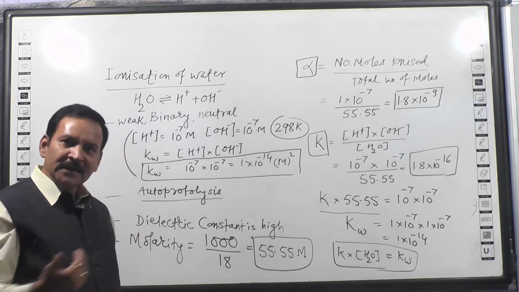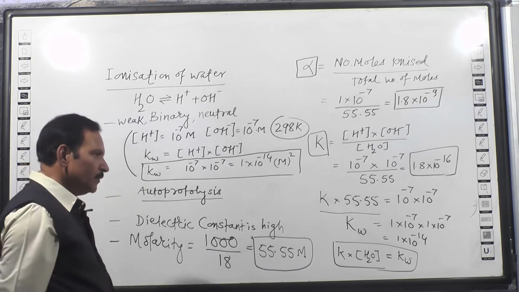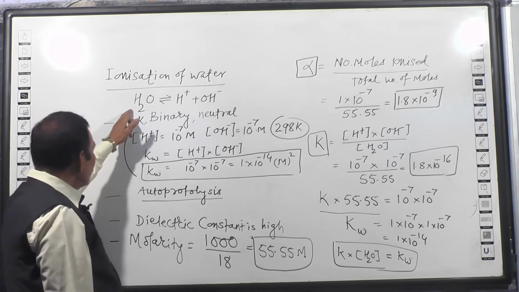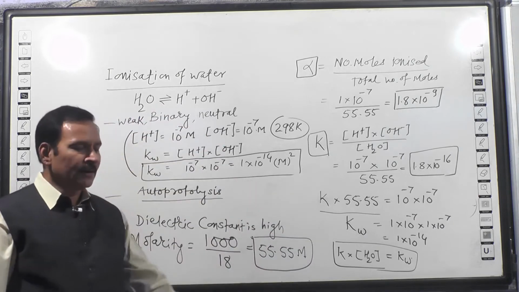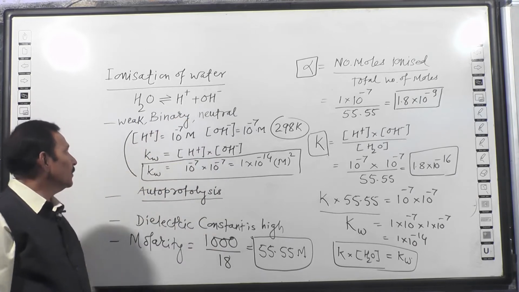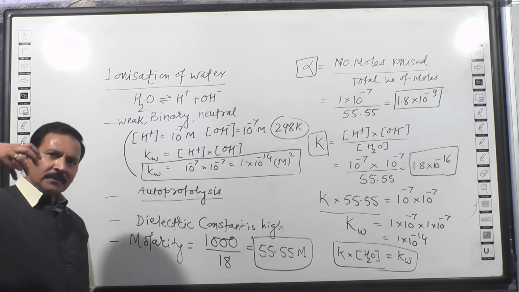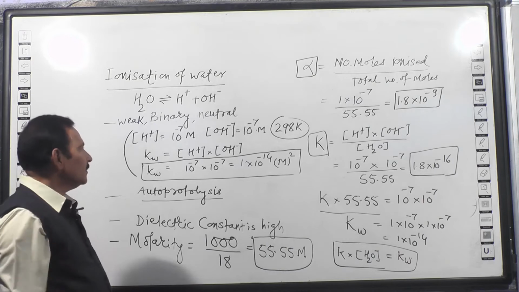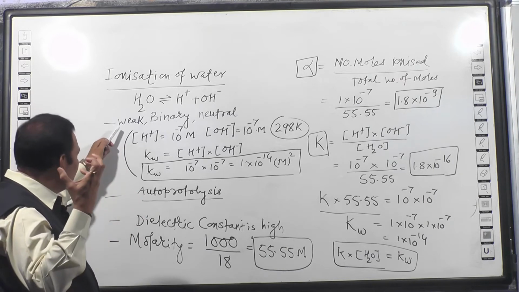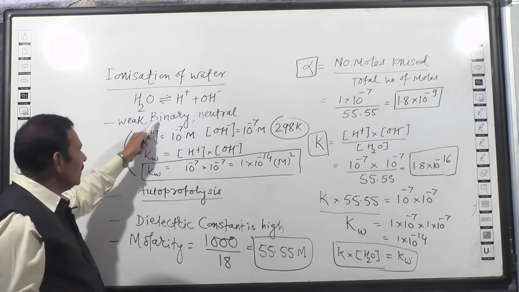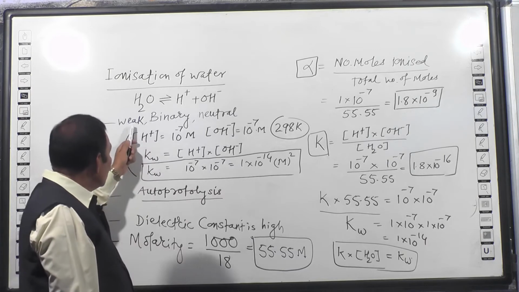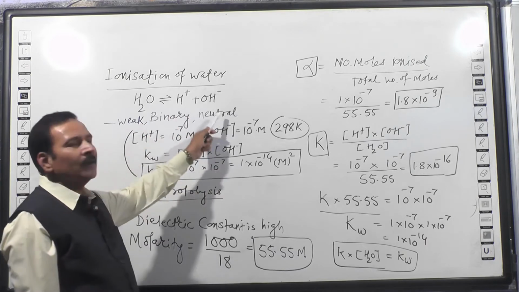Now what are the points behind this? Why is water called a universal solvent? What are its characters? The first thing is water undergoes ionization according to the first equation, H2O reversibly gives H plus plus OH minus. Now if this equilibrium is seen, we come to know that this electrolyte is weak, binary and neutral.